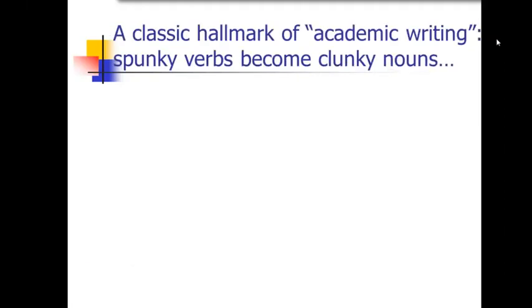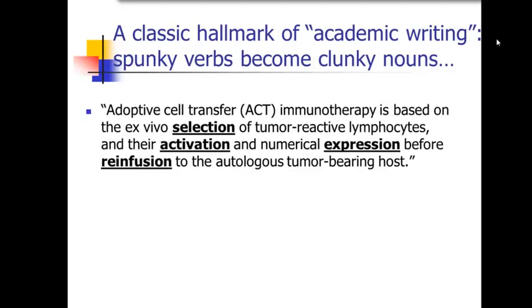And I'm going to point out one feature that's common to both of those two passages that I just showed you. In both of those examples, they did something that's very common in academic writing. They took some nice, spunky verbs, and verbs really move the sentence along, but they turned those nice, spunky verbs into clunky nouns. And for some reason, this has become very common in academic writing. People turn lots of verbs into nouns. That makes the reading a lot harder because, again, verbs drive sentences along and nouns slow them down.